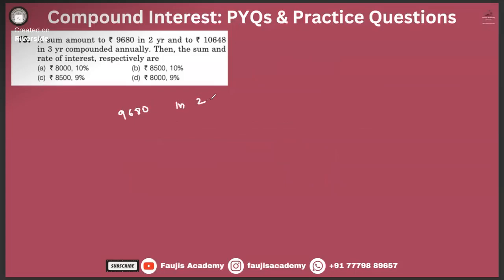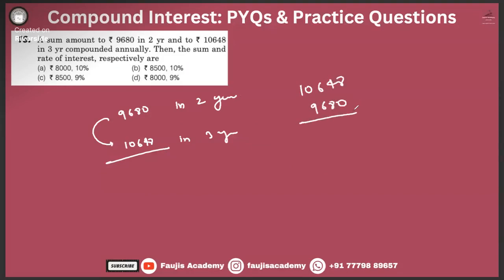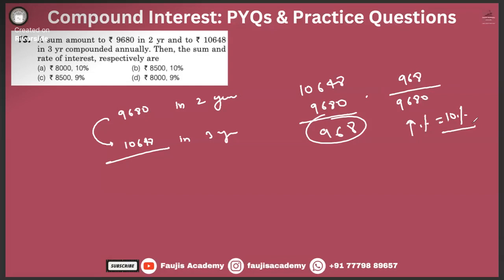9680 in 2 years, right? And 10648 in 3 years, right? So how much was the increase from second year to third year? 10648 minus 9680 is 968. So 968 has been increased out of how much? 9680. That means the increase has been how much? 10%, right? Yes or no? We did this type of question.